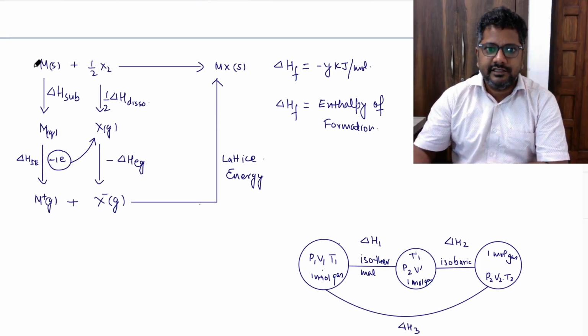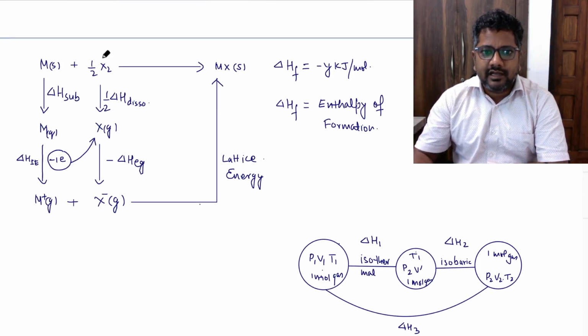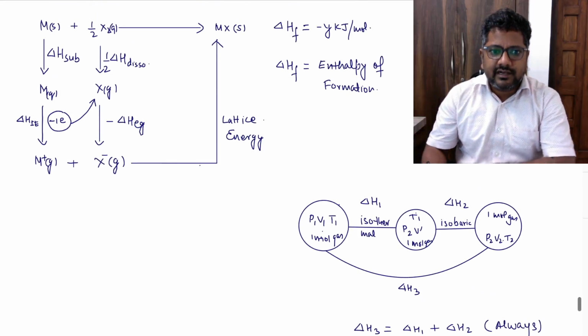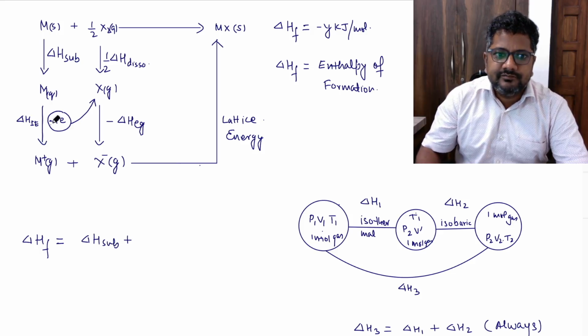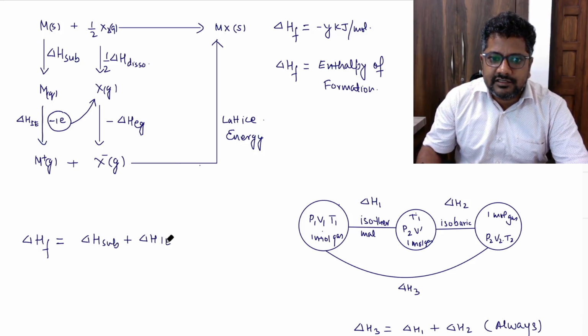Right? So see here, we are moving from M solid and half X2 gas, sorry, to MX solid, and enthalpy change is same whichever path we take. So as per the law of thermodynamics, we can write here that delta H formation is equal to delta H sublimation plus delta H ionization plus half of delta H dissociation minus of this delta Heg, and plus of this lattice energy.